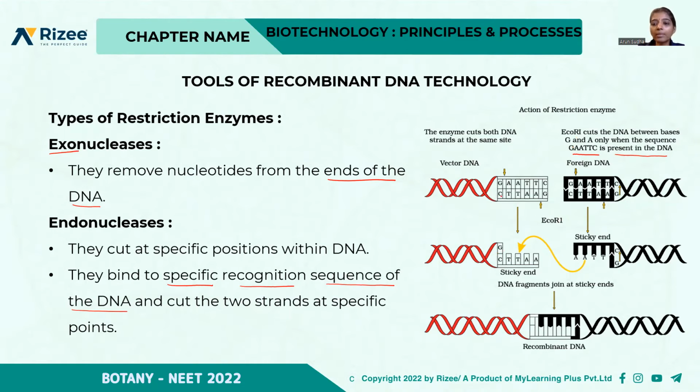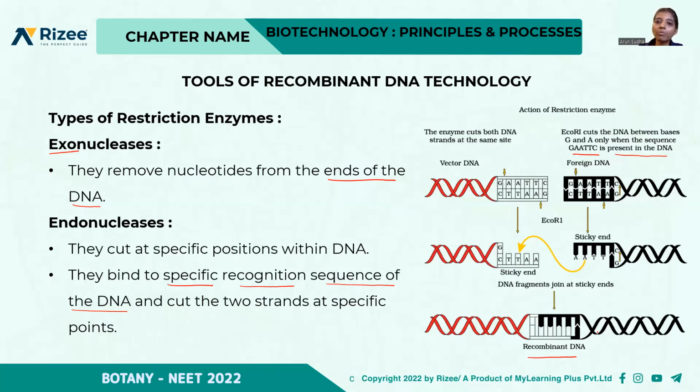So now what happens? Here these nucleotides are removed, so it forms a sticky end. And in the case of foreign DNA, it has the same recognition sequence, so it is also cleaved by the same enzyme EcoR1 and produces sticky ends. Now these two sticky ends, one from the vector DNA and the other from the foreign DNA, are joined together by the enzyme ligase to form a recombinant DNA. So this is a recombinant DNA, right?